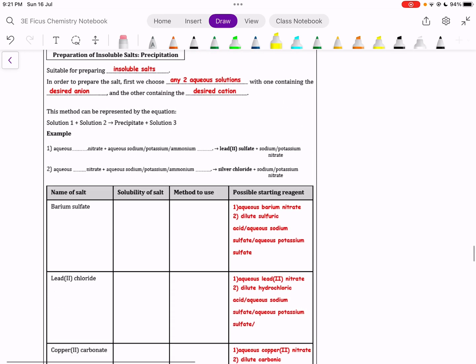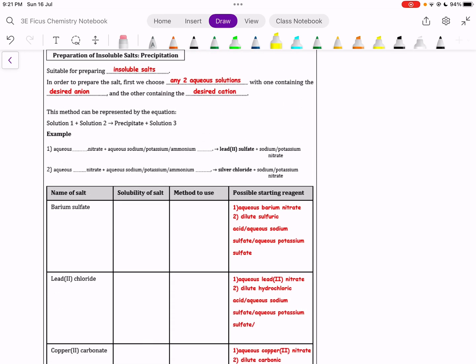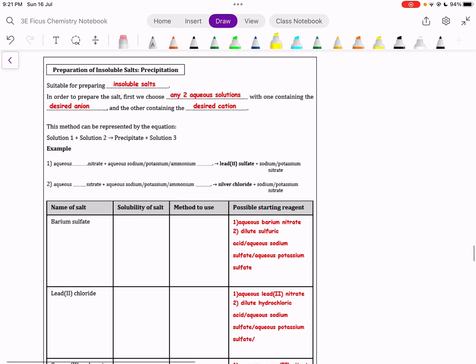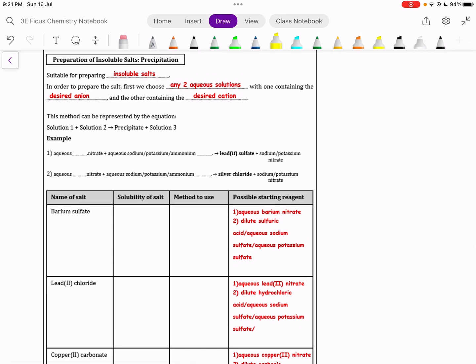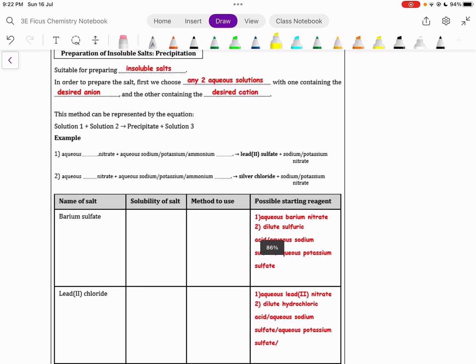Now, in this part of the unit, I'm going to give you the name of a salt, and you have to work backwards to tell me what you need to prepare that salt. There are quite a few examples. Wait, let me see, never mind, I shall use this page.